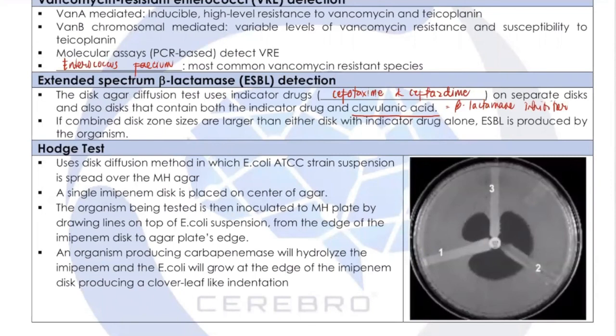Okay? So para simplihan, pag indicator drug alone, mas mataas yung kanyang zone of inhibition as compared to the indicator drug plus clavulanic acid pala. Okay? Ibig sabihin, positive siya for ESBL. If the zone of inhibition is wider than the zone of inhibition of the combination of the indicator drug and clavulanic acid, then ESBL is present.